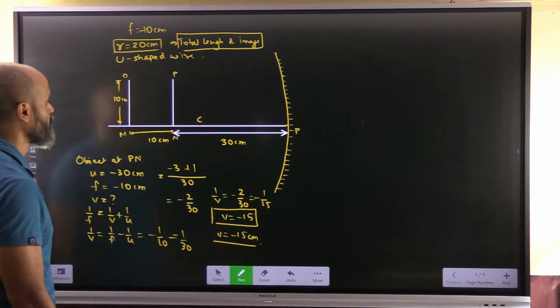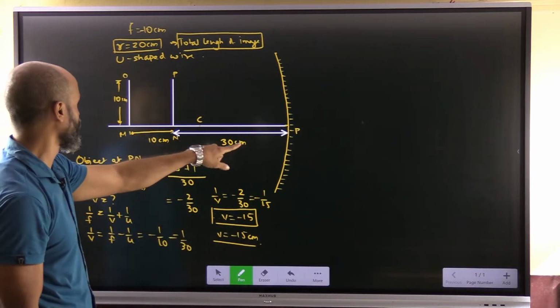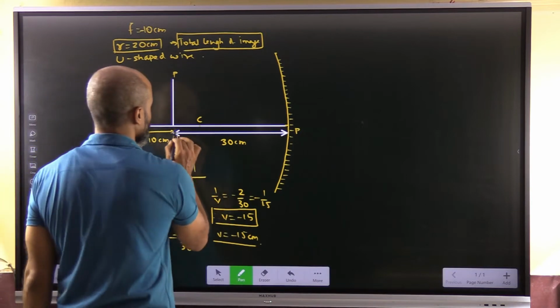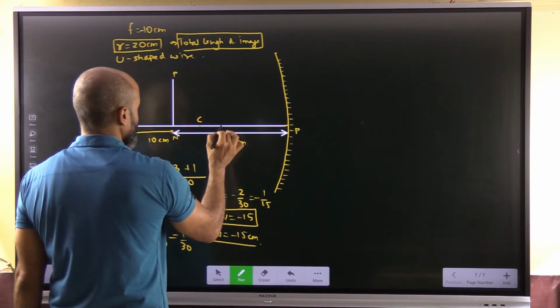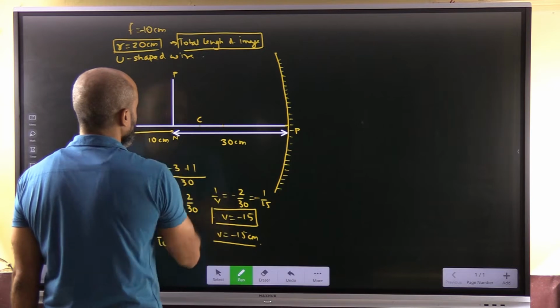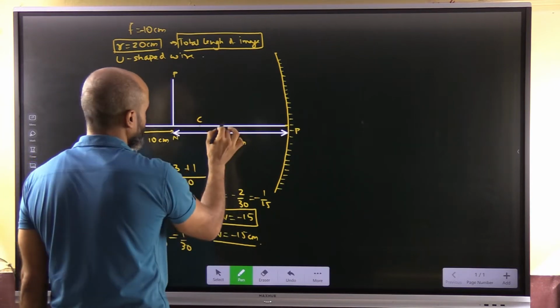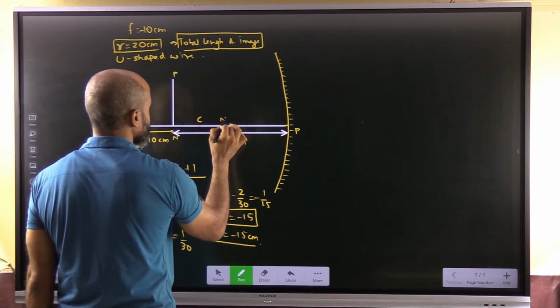So the image will be formed somewhere here. This is 10, this is 30, so 15 centimeter. The image will be formed somewhere here, right? So we will have PN somewhere here. Let's say this is N dash.